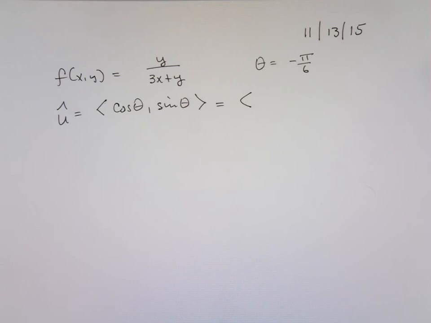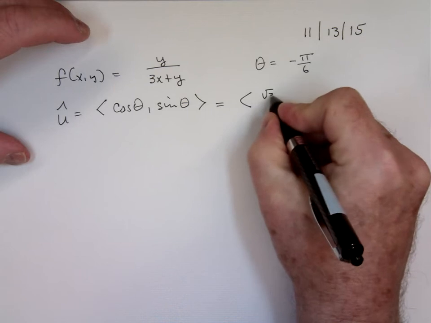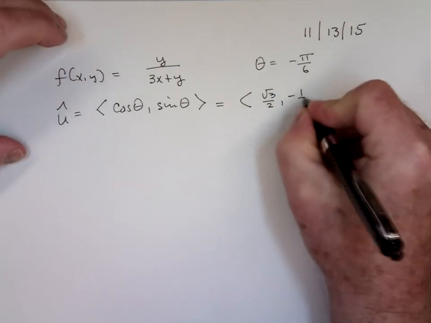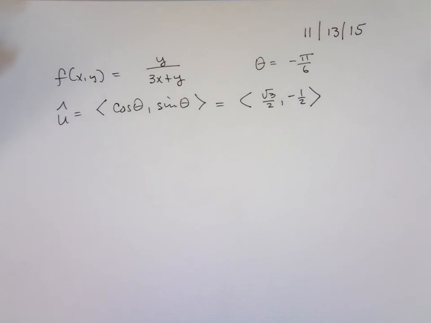Now we have to do cosine of negative pi over 6. Cosine of pi over 6 is square root of 3 over 2. But the negative pi over 6 will place it in the fourth quadrant. Given that, is cosine going to be positive or negative in the fourth quadrant? Positive. So square root of 3 over 2. The sine of pi over 6 is 1/2, and the negative pi over 6 places it in the fourth quadrant, so the sine is going to be negative. I just did this problem at homework. Good deal. Okay, so that's our unit vector.